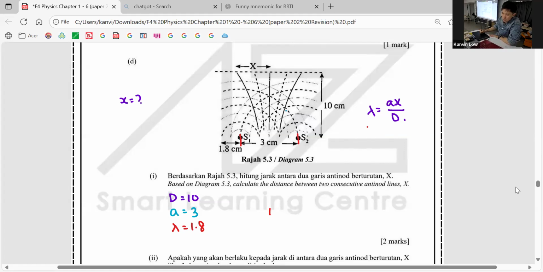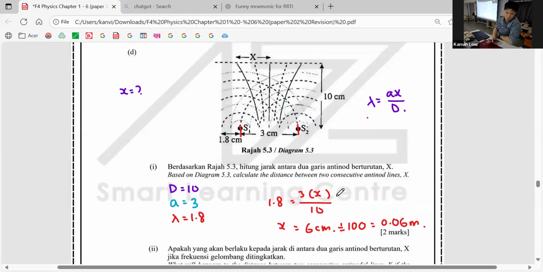So you sum everything. So 1.8 equals 3 times x divided by 10. From here, you find out the x. So your x will be equal to 6 cm. Guys, can I stop here? Your answer must always be in meters, so divide by 100. So you get 0.06. Are you okay? Guys, again, I believe the sheet will come out.